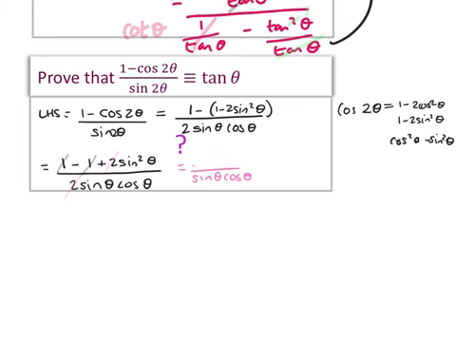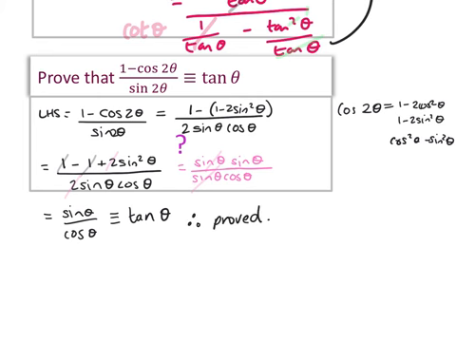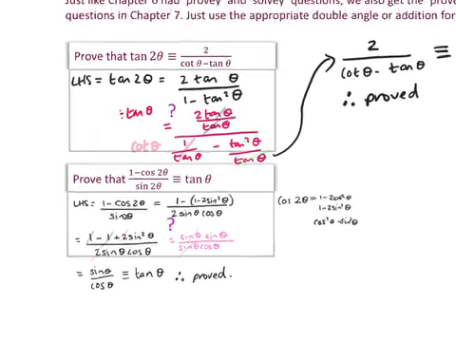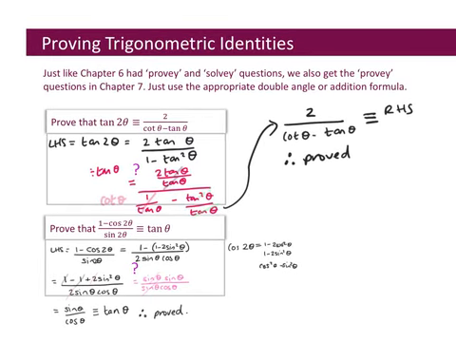Sine squared theta I can rewrite just to show you, but I wouldn't do this in the exam. Sine theta, which we know is then going to cancel, which is going to give you sine theta over cos theta, which is tan theta, therefore proved. Now, the more provey questions we do, the more you're going to know which one to substitute in and which one's going to work for the manipulation that we want.